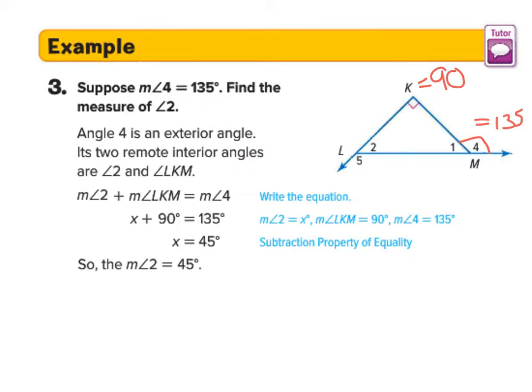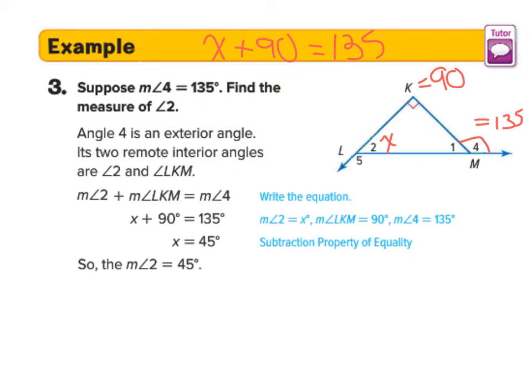So we have, essentially, if we represent angle 2 with x, we have x plus 90 equals 135, right? Because we have that, we can say angle 4 is an exterior angle. Its two remote interior angles are angle 2 and angle LKM. Angle LKM. You see that? That's what they call it. The letter in the middle is the angle. We have LKM. So this is the angle we're talking about right there. Got it? So measure of angle 2 plus measure of angle LKM equals measure of angle 4.